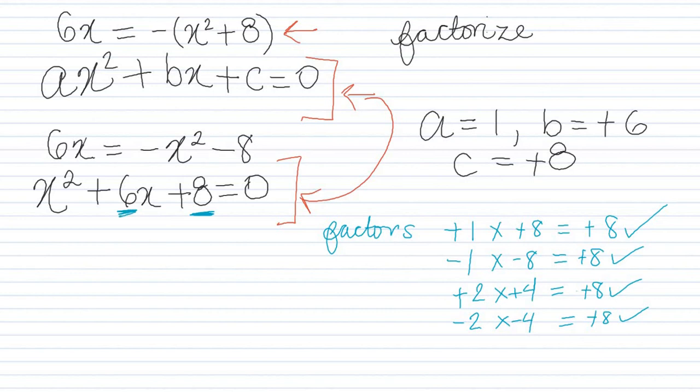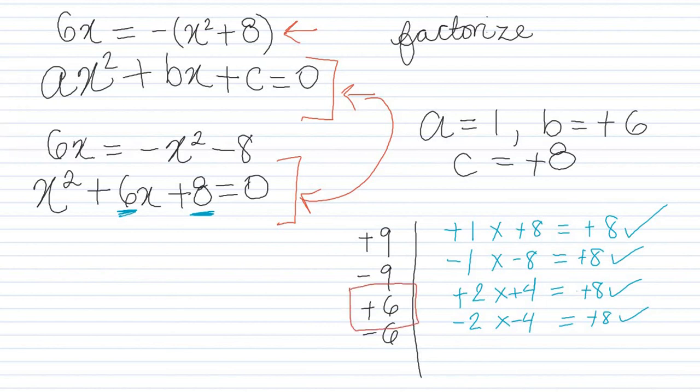So now we're going to add these factors together on the right hand side. I'm going to put that in red, and whenever we get positive 6, that's the factor pair we're going to pick to solve this question. Positive 1 and positive 8 give positive 9. Negative 1 and negative 8 give negative 9. Positive 2 and positive 4 give positive 6. And negative 2 and negative 4 give negative 6. So the answer to our work is positive 6, because it matches the value of b.